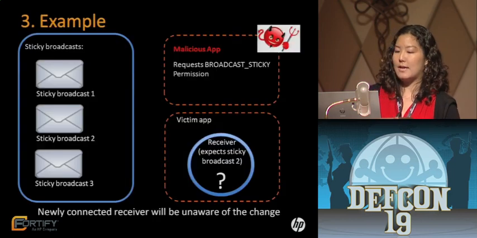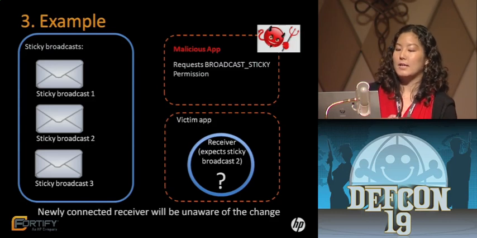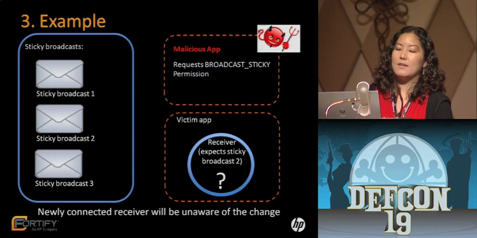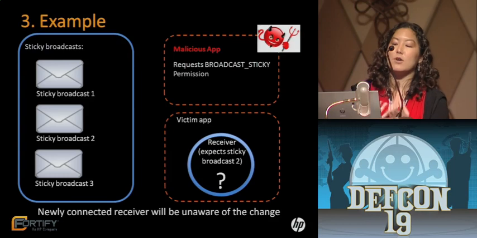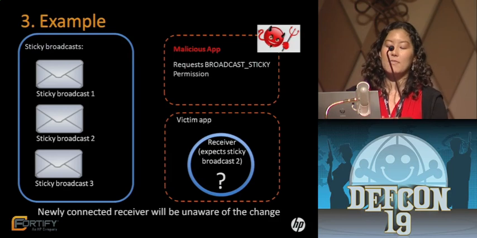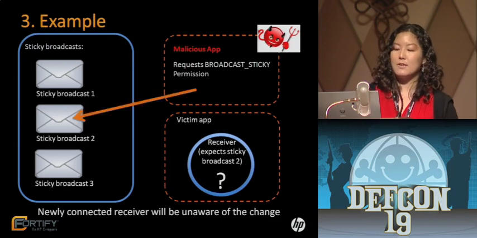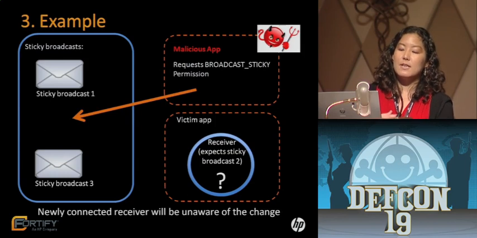So here's an example that illustrates that. On the left, we have a list of sticky broadcasts, and then we have a malicious receiver. This receiver has the broadcast sticky permission, which is a normal permission. It gets granted by default when you install an application, so the user doesn't see it. What the attacker can do is remove this sticky broadcast. As a result, the victim application that appears later won't get the data in the sticky broadcast.